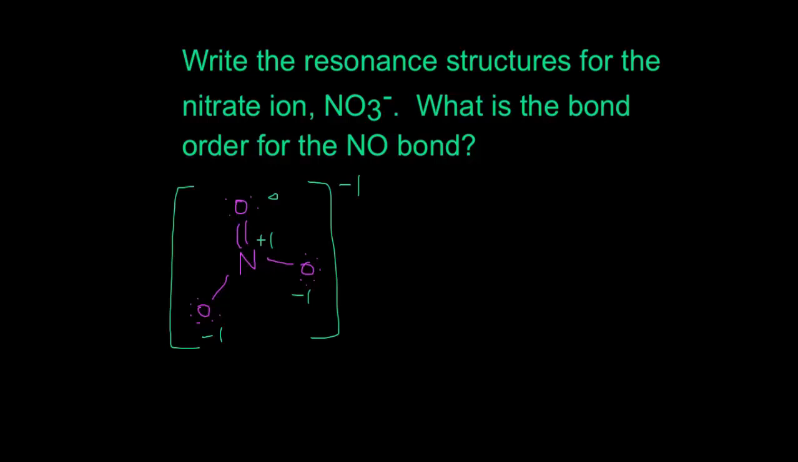The problem is that we can draw 3 equivalent resonance structures of nitrate because we can have the double bond between this oxygen, or this oxygen. So let me just show you what if we were to draw all 3 resonance structures.